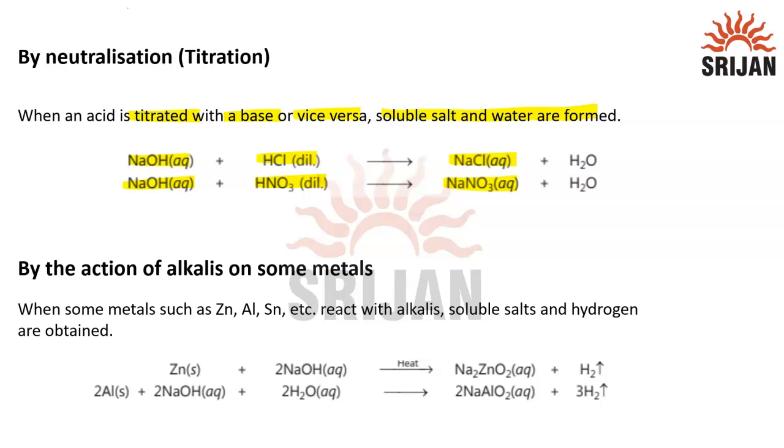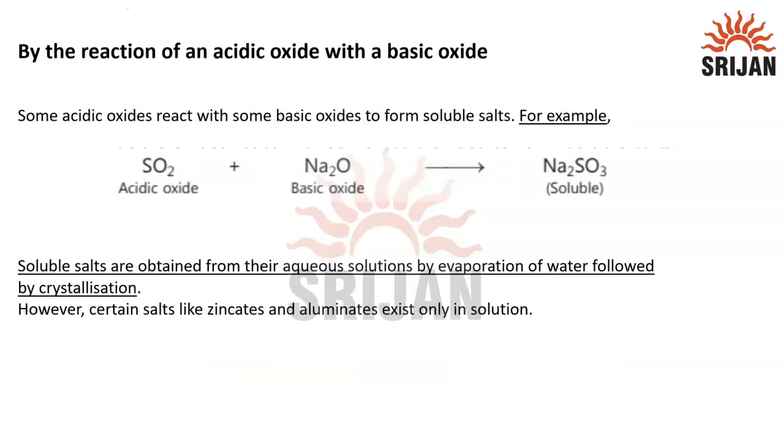Then by the action of alkalis on some metals. Some metals like zinc, aluminium, tin, etc. are said to be amphoteric in nature, because they can react with acids as well as with bases. When they react with alkalis, they produce soluble salts and hydrogen is obtained. For example, zinc on reacting with NaOH produces sodium zincate, which is a soluble salt, and hydrogen gas is evolved. Then aluminium on reacting with sodium hydroxide produces sodium aluminate and hydrogen gas.